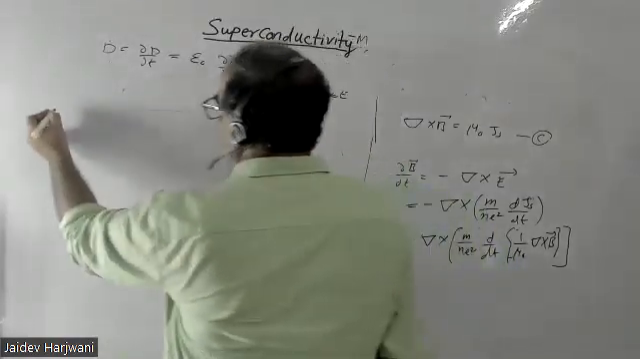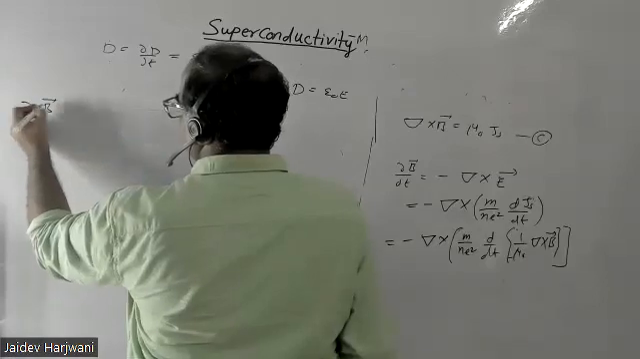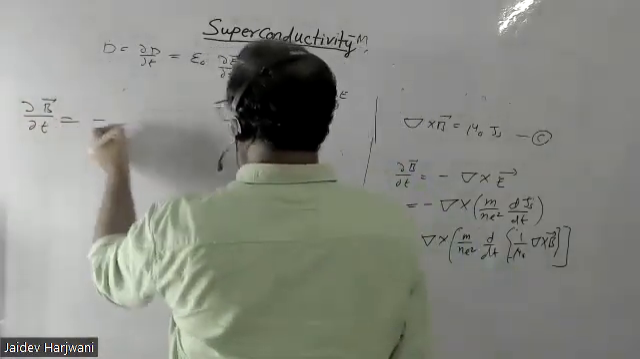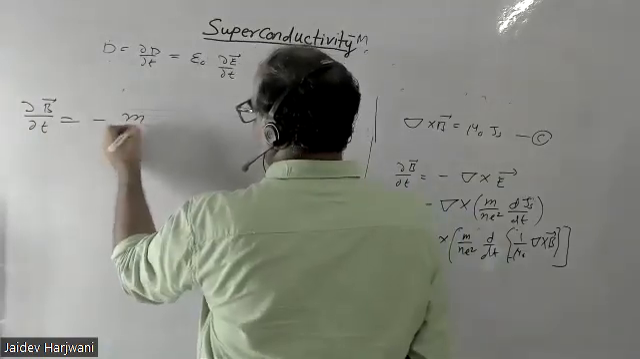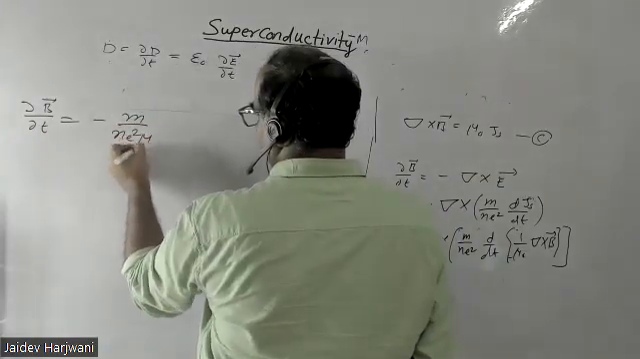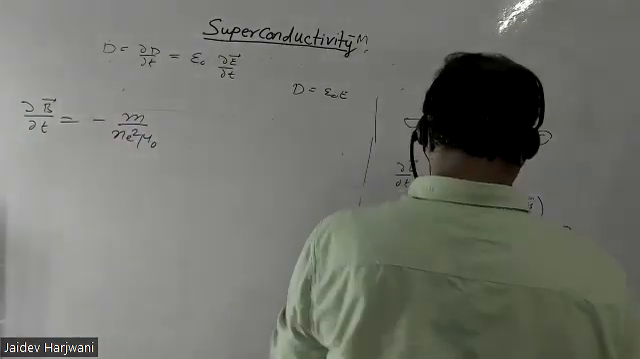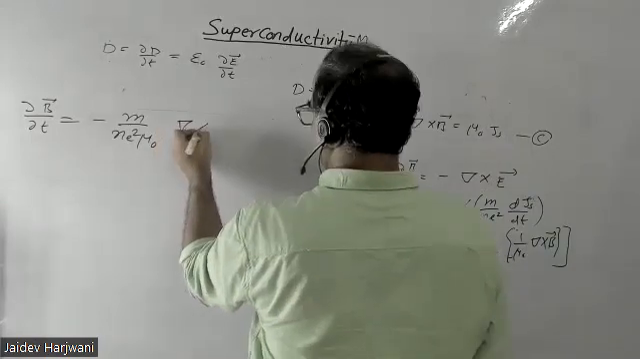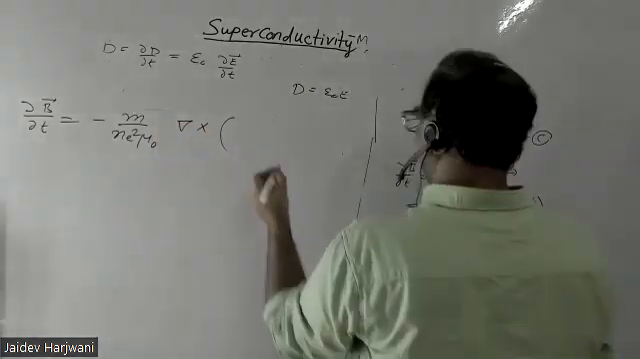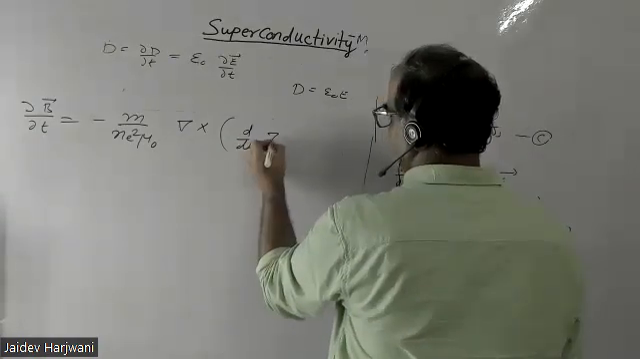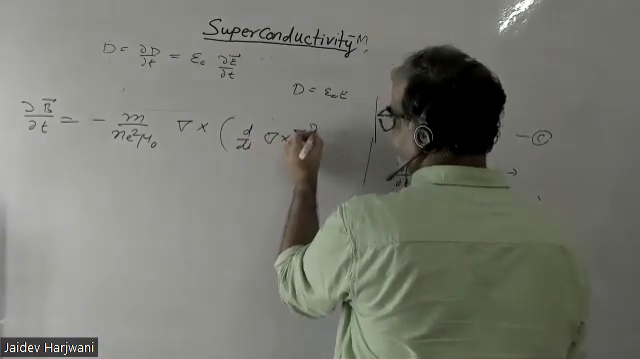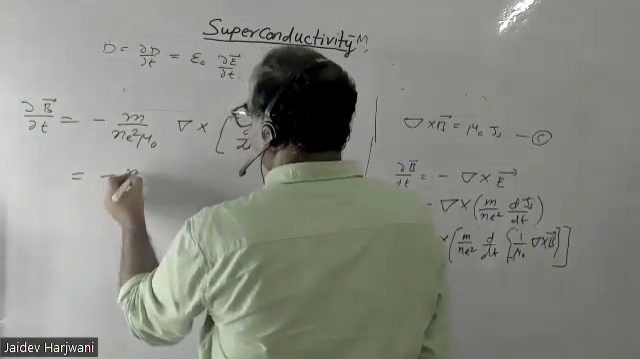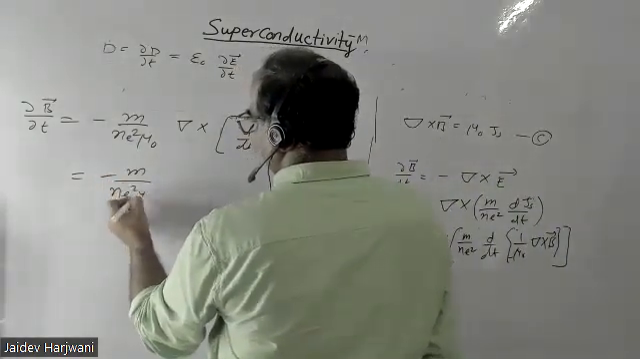I can write del B upon del T is equal to minus m upon n e square, and mu naught is a constant so it comes out, and then I have del cross, inside d upon dT of del cross B. And this I can write as m upon n e square mu naught.